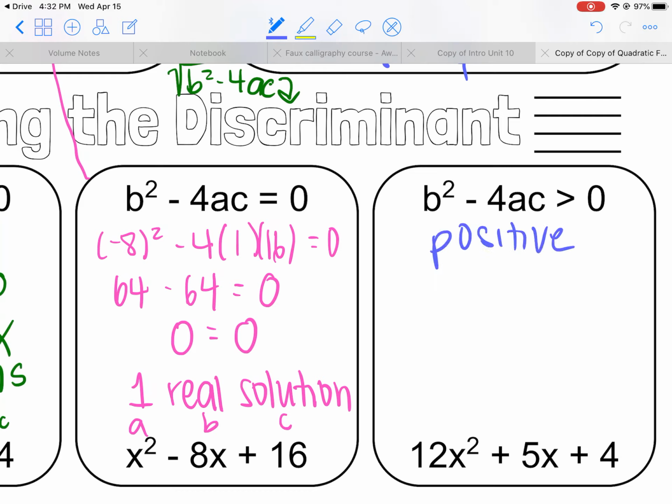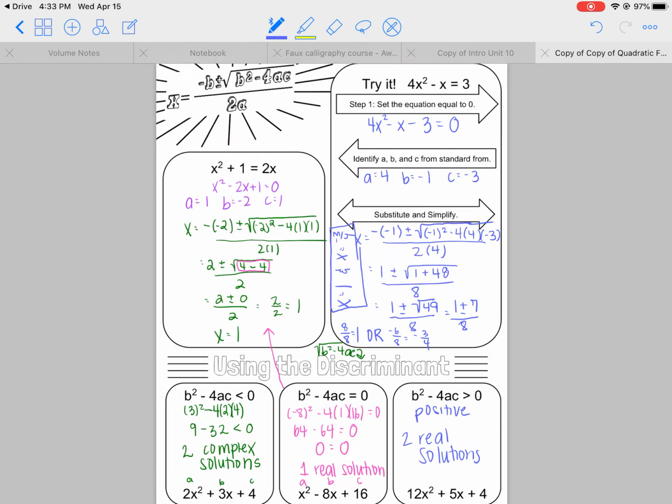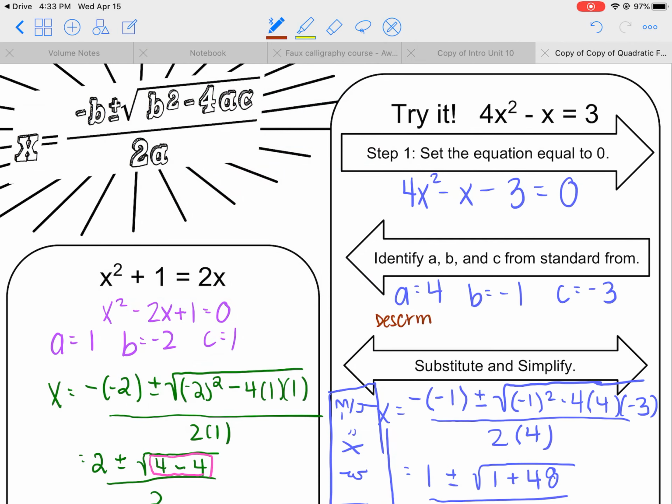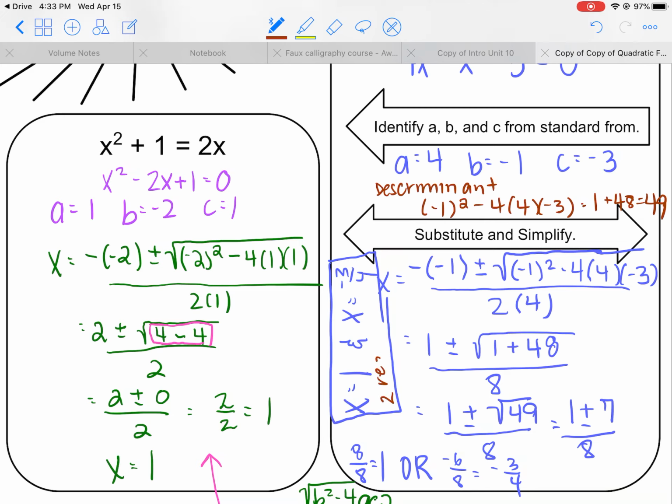A positive discriminant tells you that you are going to have two real solutions. So, for example, if we want to use our example right here, if I take the discriminant, which is b squared minus 4ac, I've got negative 1 squared minus 4 times 4 times negative 3. This gives me 1 plus 48, which is 49, which is a positive number. So a positive discriminant ends up giving you two real solutions. So that is a helpful way to identify how many solutions you will get whenever you use the quadratic formula.